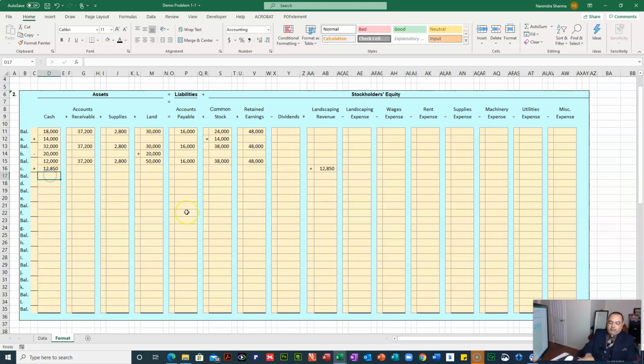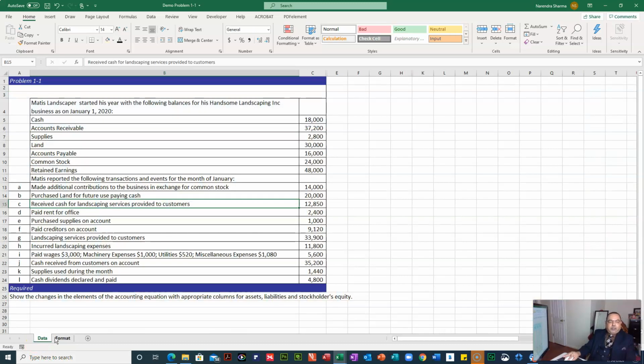Now, cash will of course go up, so the new balance will be 24,850. No change in accounts receivable. No change in supplies. No change in land. No change in accounts payable. No change in common stock. No change in retained earnings. And of course, landscaping revenue will be 12,850 as the balance. Nothing beyond that. Now we go on to number D. I hope you're following with me.